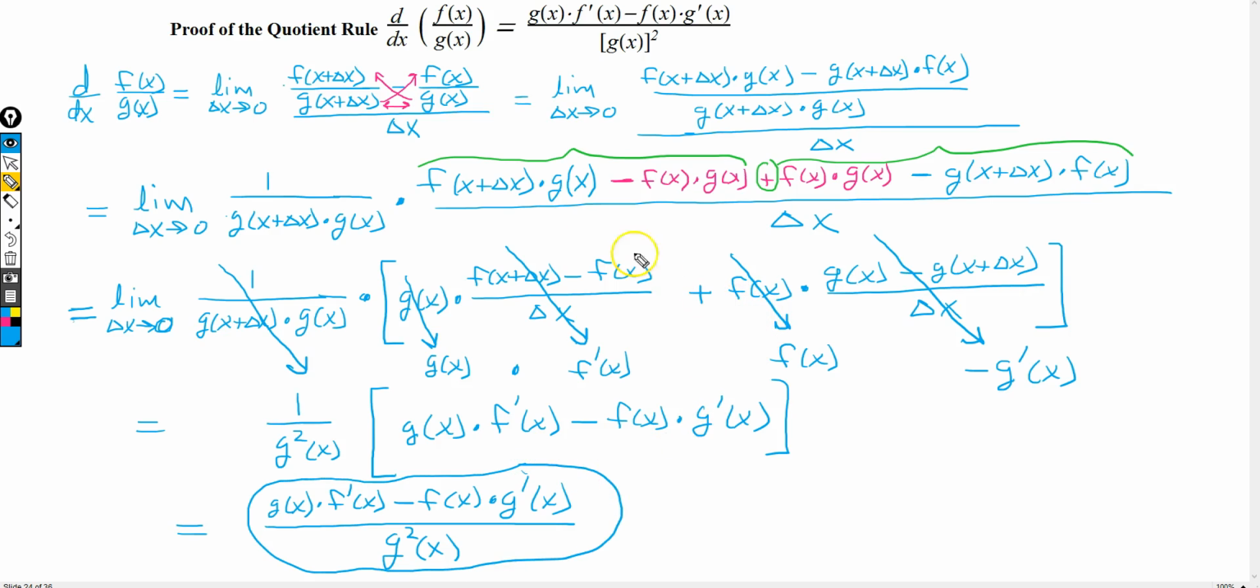And there you go. So all it was was some algebra. We had to do that math trick where we added something in and subtracted it right back out. Then we did some more algebra, and we used the limit definitions for our derivatives here. And we ended up with our answer right down here. Okay, so that is the proof of the quotient rule.